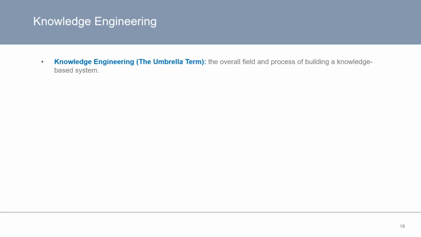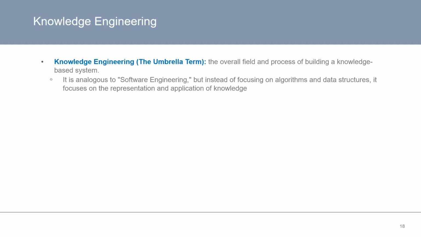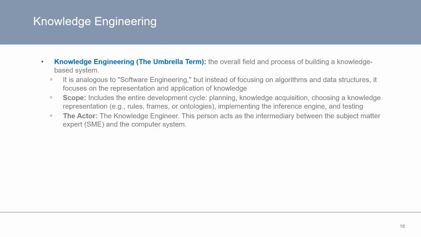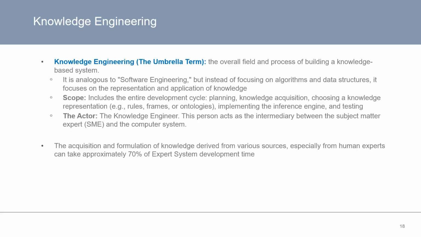Focusing further on knowledge engineering, this is a broad umbrella term describing the overall field and process of building a knowledge-based system. It's analogous to software engineering, but instead of focusing on algorithms and data structures, it focuses on the representation and application of knowledge. Its scope includes the entire development cycle from planning, knowledge acquisition, choosing a knowledge representation, implementing the inference engine, and testing. The knowledge engineer themselves is the person who acts as the intermediary between the subject matter expert and the computer system.